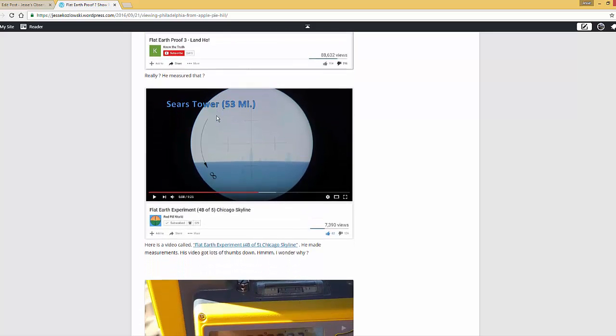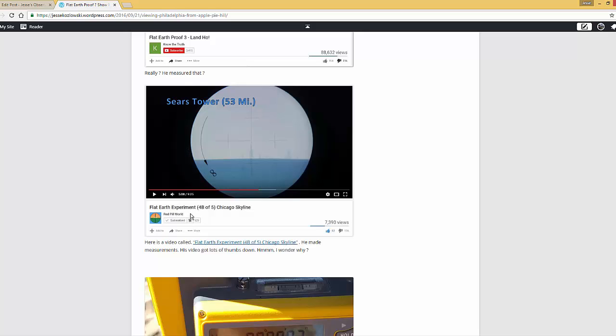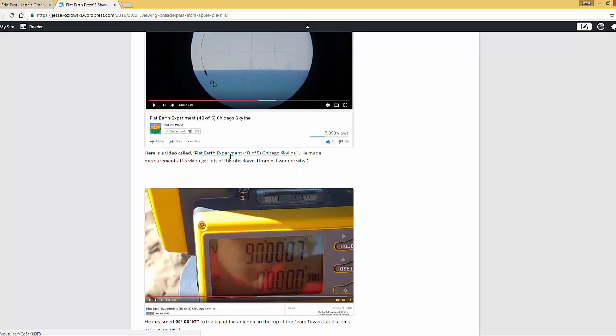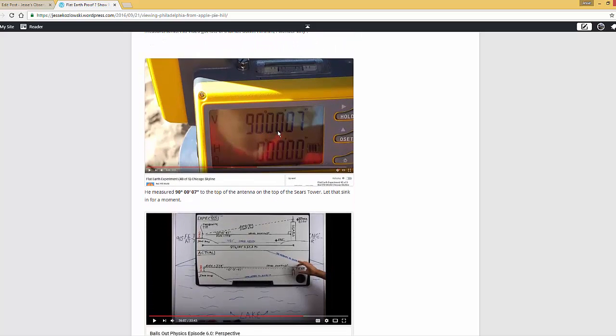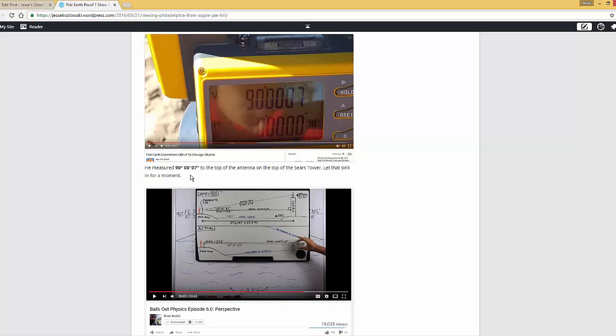Where's the measurements? Here's a video made by someone called Red Pill World. And he went to this location and he measured with his theodolite. He has an electronic theodolite. And he measures to the top of the Sears Tower, 53 miles away. And I link his video here for you to look at. And, you know, you notice here, he got a lot of thumbs down. So why? I don't understand. And not nearly as many views, but not a popular video. So here, look at this. He measures 90 degrees, 00 minutes, 07 seconds to the top of that spire or that lightning rod up on top of that building. And I say here, let that sink in for a minute.